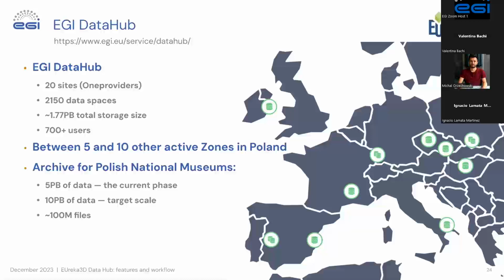Apart from the EGI Data Hub, some of our organizations are hosting their own one zones, and at the moment we are also conducting the project for the national museums of Poland, where we are exposing from 5 petabytes to 10 petabytes and 100 million files of the historical digitalization of Polish artifacts.